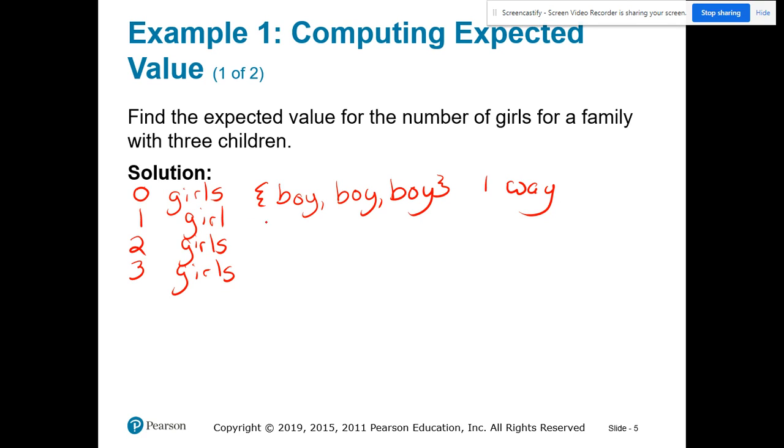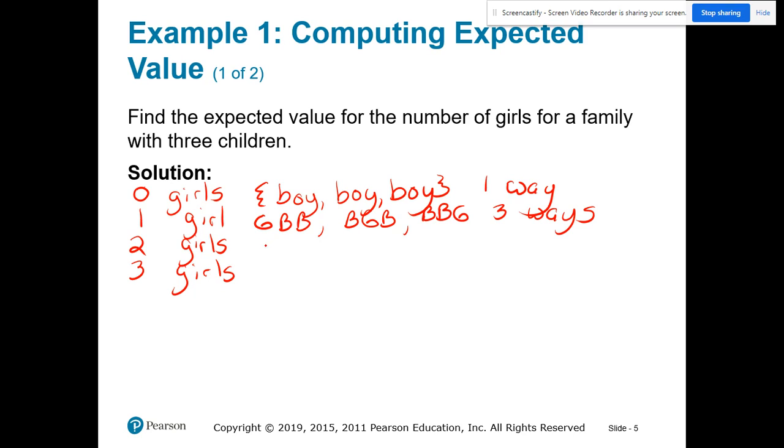All right. How about one girl? Well, the first one, I'm going to stop with the braces and start abbreviating. The first one could be a girl, and then they could have a boy, and then a boy. Or the second one could be a girl, so they could have boy, girl, boy. Or the last one, their youngest, could be a girl. So to have one girl in the family, we can do it this way or this way or this way. So there's three different ways we could have one girl in the family.